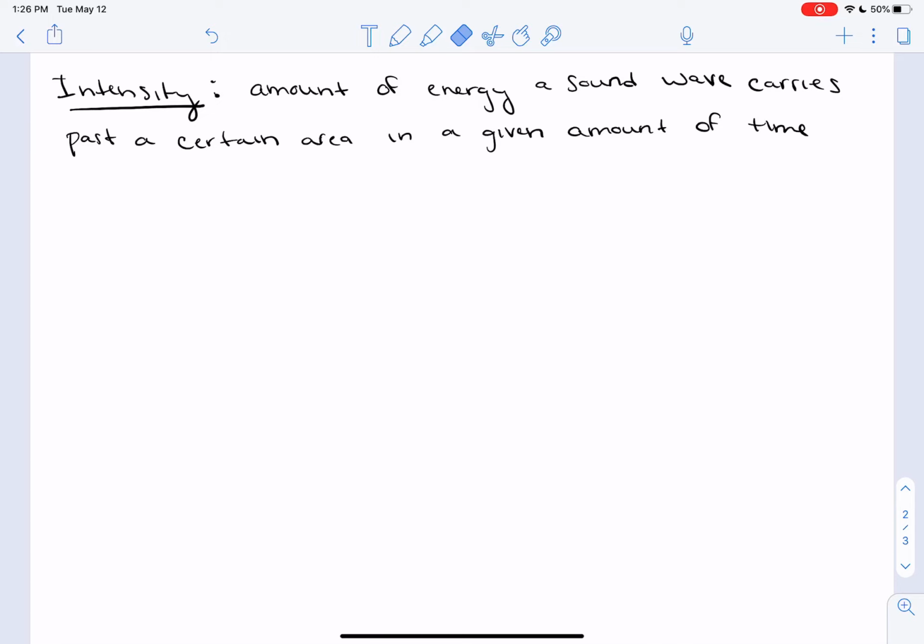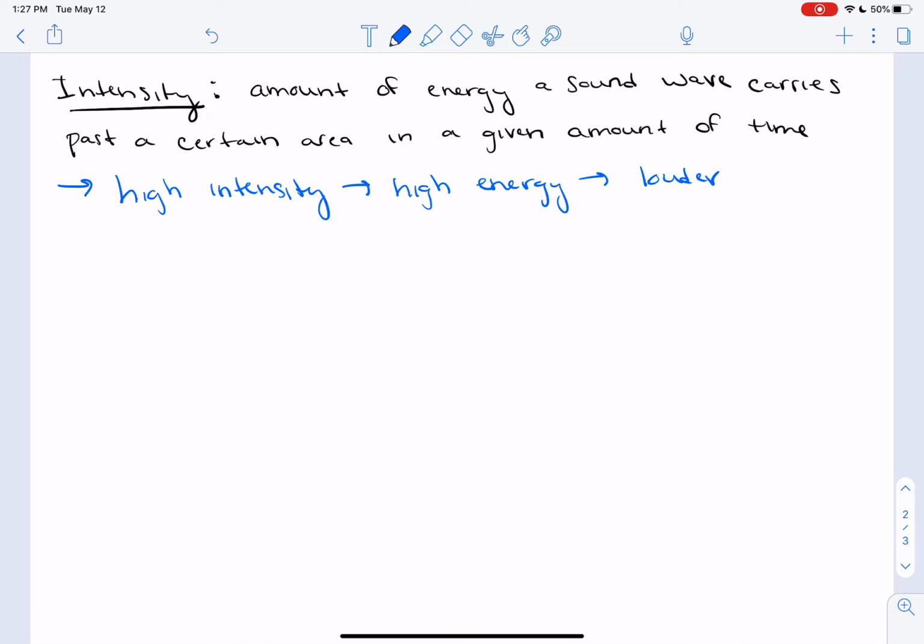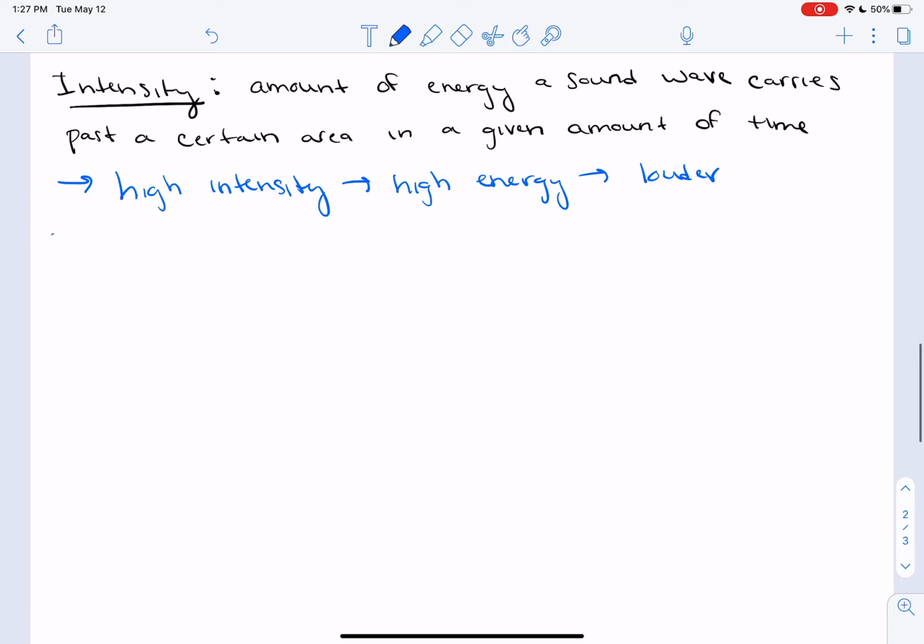Intensity is the amount of energy of a sound wave that it carries past a certain area in a given amount of time. So if you have a high intensity wave, that's going to be a wave that has high energy, and it's also going to be louder. So intensity is related to amplitude. If you have a low intensity wave, it's going to be low energy, and it's going to be a quieter sound.